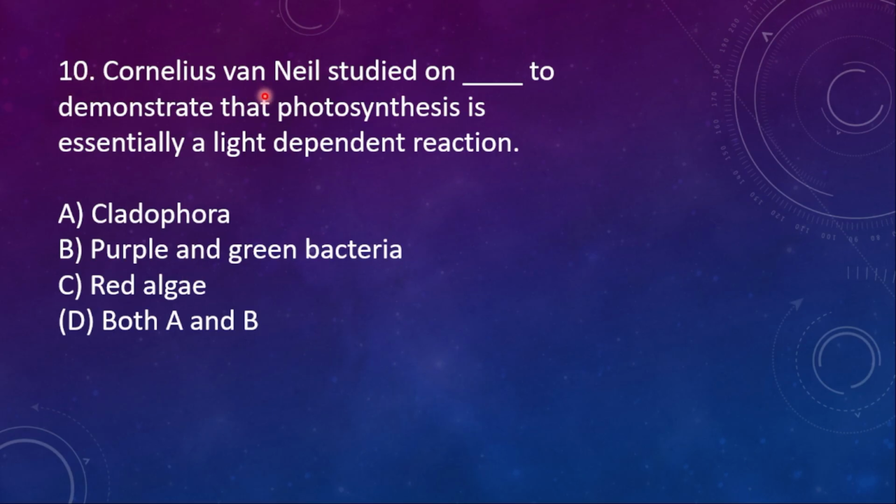10th one, Cornelius van Niel studied dash to demonstrate that photosynthesis is a light dependent reaction. A, Cladophora, B, purple and green bacteria, C, red algae, D, both A and B. So here the right option is B, purple and green bacteria. He used purple bacteria and green bacteria. That means those bacteria were exposed to the particular light of the spectrum.